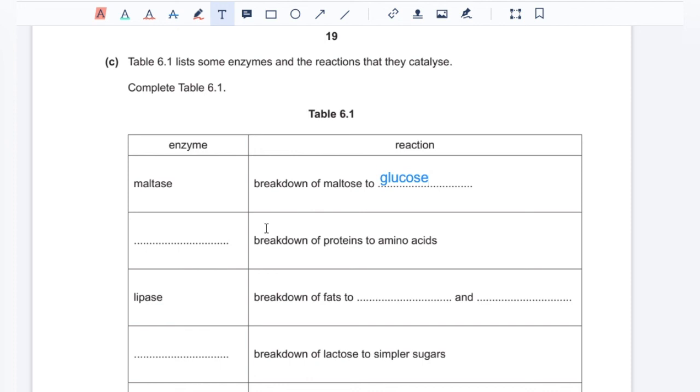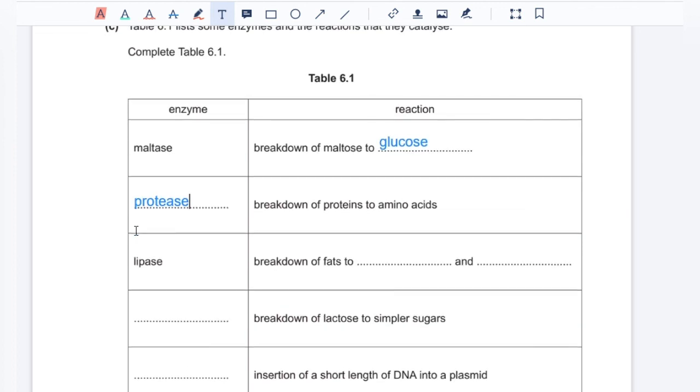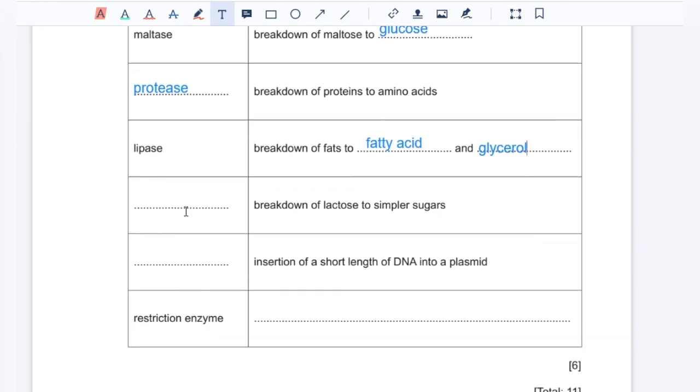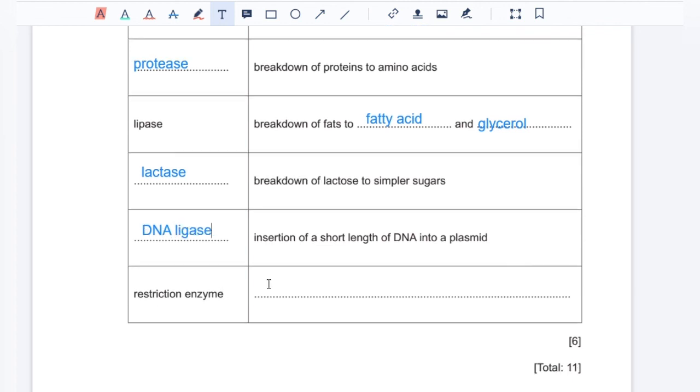and the enzyme which catalyzes the breakdown of proteins to amino acids is protease. You can name specific protease enzymes as well. Lipase will break down fats to fatty acids and glycerol. And the breakdown of lactose to simple sugars is catalyzed by lactase enzyme. The insertion of a short length of DNA into a plasmid is carried out by DNA ligase. And restriction enzyme will cut the DNA strands.